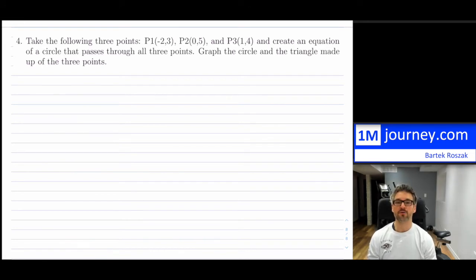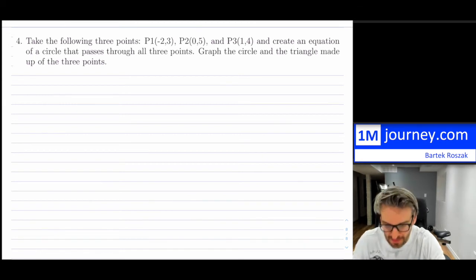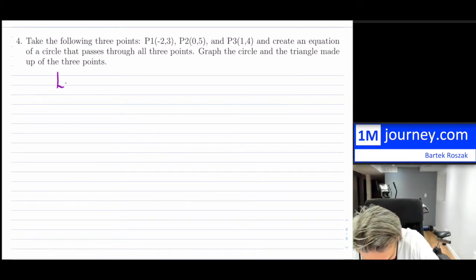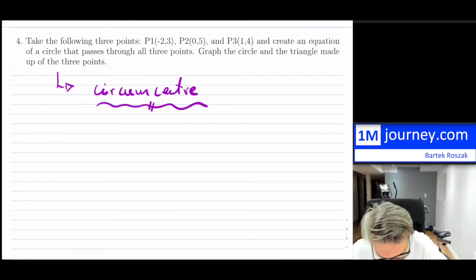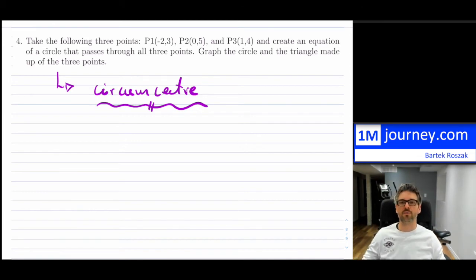Now, how do we find an equation of a circle that passes through all 3 points? Well, this is basically testing how well you remember the circumcenter. For your circumcenter, if you have a triangle and you find the perpendicular bisectors of that triangle, they will meet at the circumcenter, which is the center of the circle that will go through all the points that you are given.